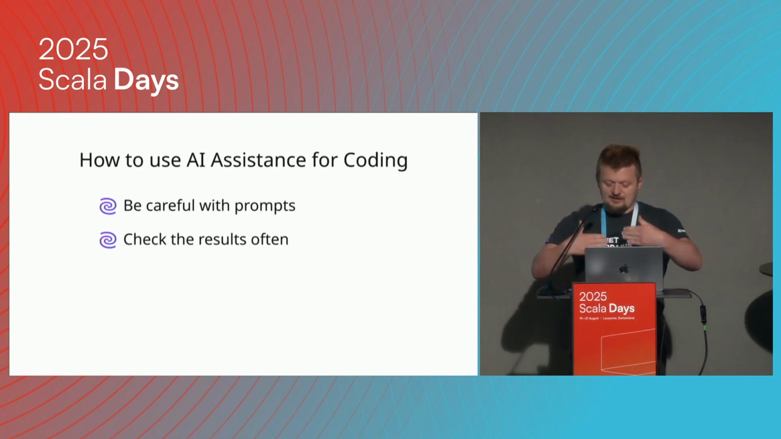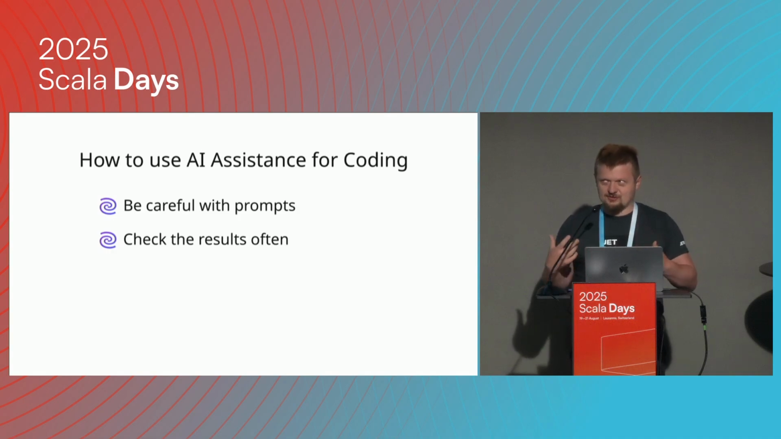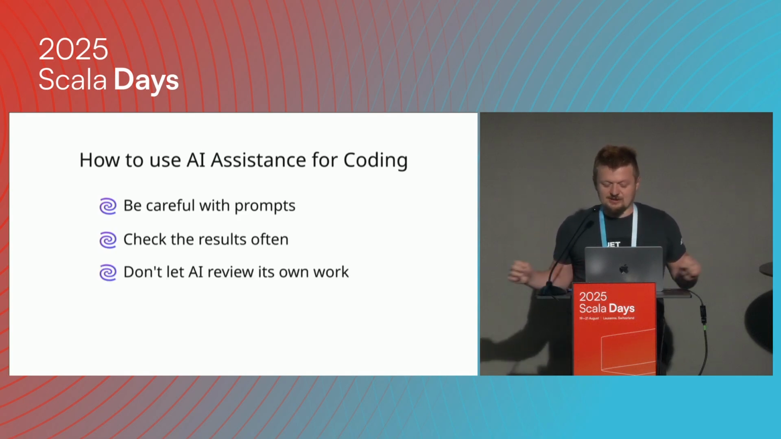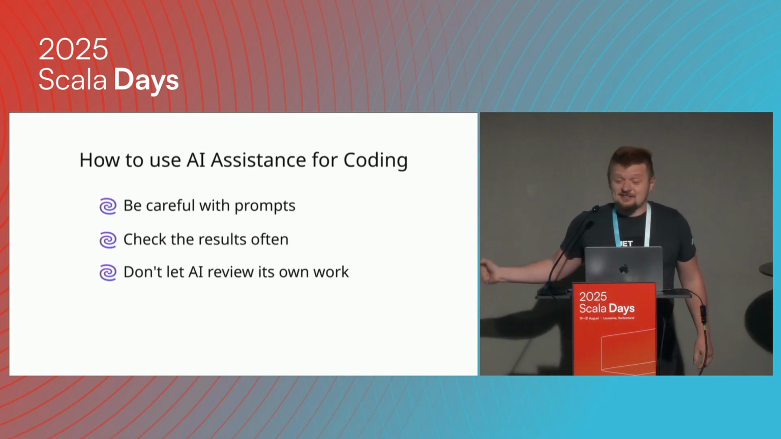So it should be like a cooperation. You shouldn't just vibe code. You shouldn't just let your LLM do everything for you. That wouldn't work. And don't let AI review its own work.